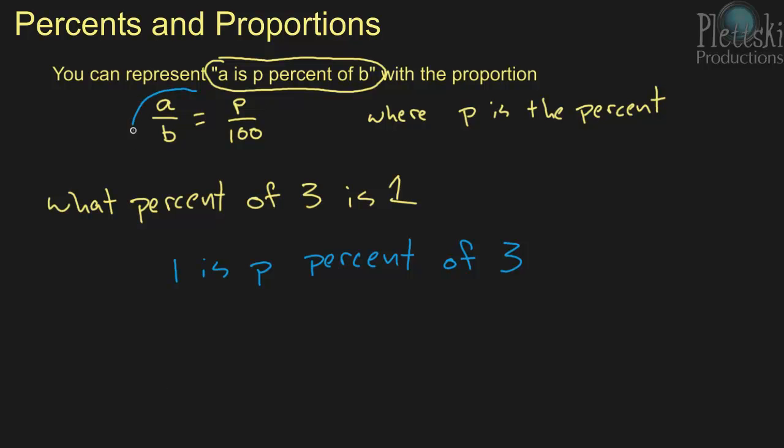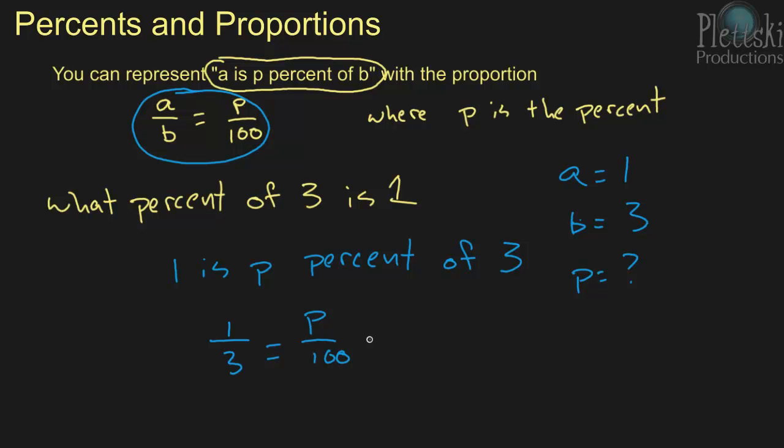And we're going to use this proportion. So A is going to be 1. B is going to be 3. P we don't know. And we already have the 100. 100 is going to be the same. So it's going to be 1 over 3 equals P over 100. And all we have to do to find the percent is solve for P.